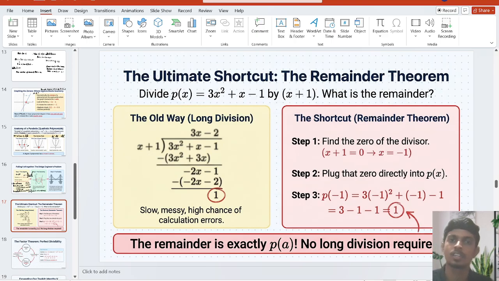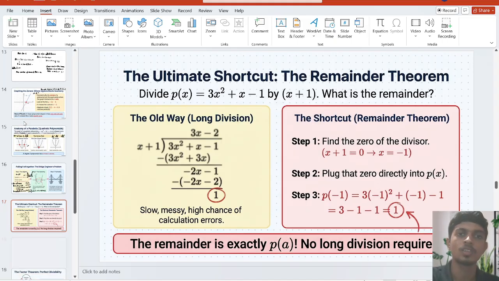The remainder theorem. Suppose we divide p(x) equal to 3x square plus x minus 1 by x plus 1, what is the remainder? In order to find the remainder, you have to perform these long division steps. We need not perform them. For example, we discuss it in detail.